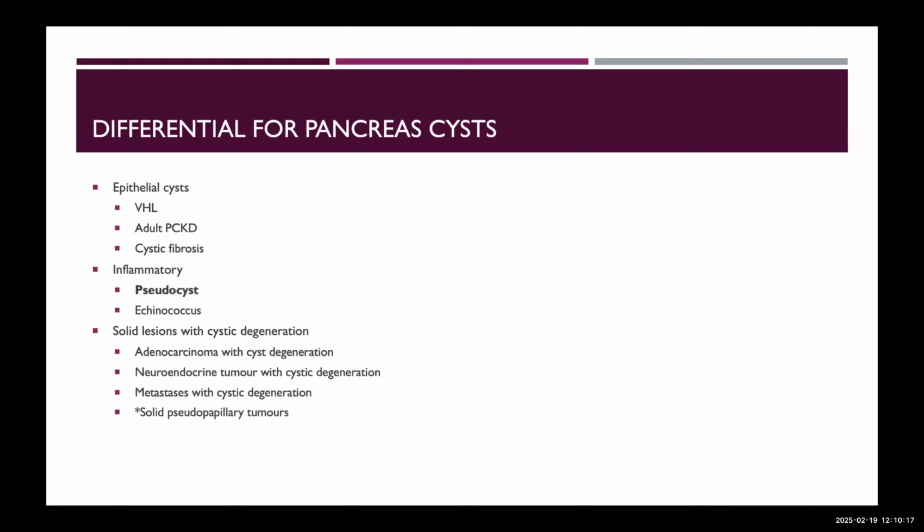So how do we manage pancreas cysts? I think at the heart of things, we need to understand what the pancreatic cystic lesion is. So there are cysts that are entirely benign, known as epithelial cysts. These cysts tend to exist in patients with genetic syndromes like von Hippel-Lindau syndrome, adult polycystic kidney disease, cystic fibrosis.